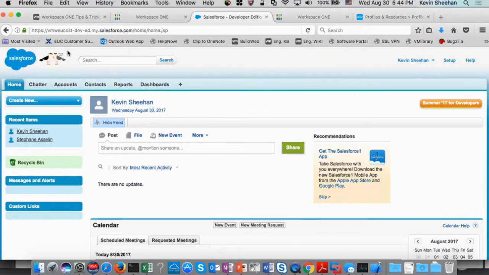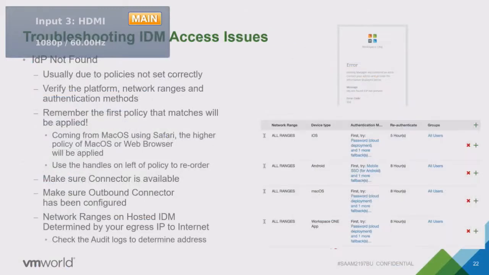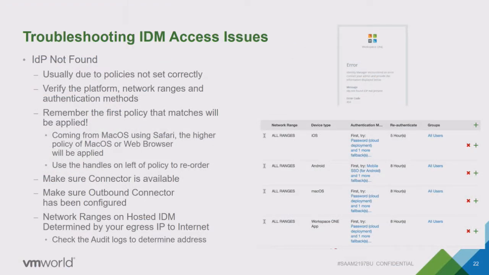So the next main issue that we typically see from an Identity Manager access portion of this is an error called IDP not found. Kevin and I will both agree this is the least descriptive error that you can find, but people see it when they try and log into the Workspace ONE portal. Either they go in, expecting to type in their username and password, and instead they get this error message that says you cannot find your IDP, a 404 IDP not found.